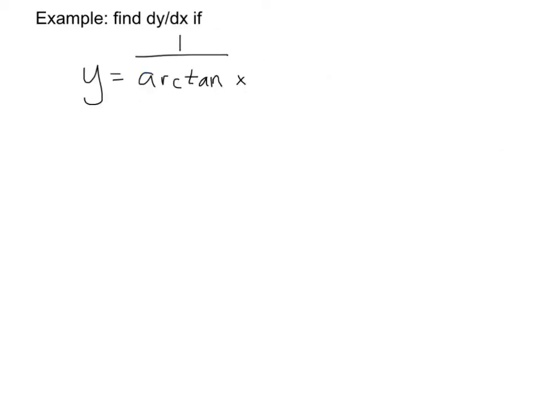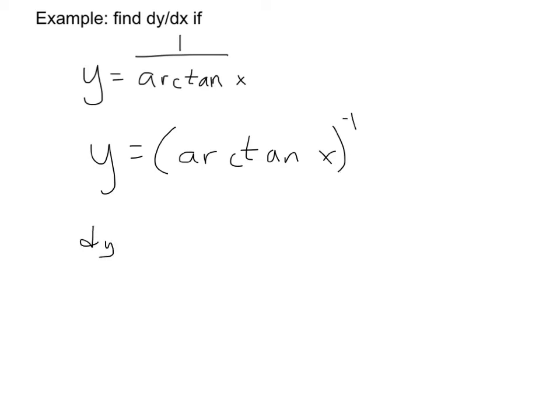So now here's this last one. Find dy dx if y equals 1 over the arctan of x. We could use the quotient rule for this. You could do the low d high minus high d low, square the bottom, and away we go. But a lot of times when it's 1 over something, I find that it's a lot easier to think of these problems as just arctan x to the negative 1.